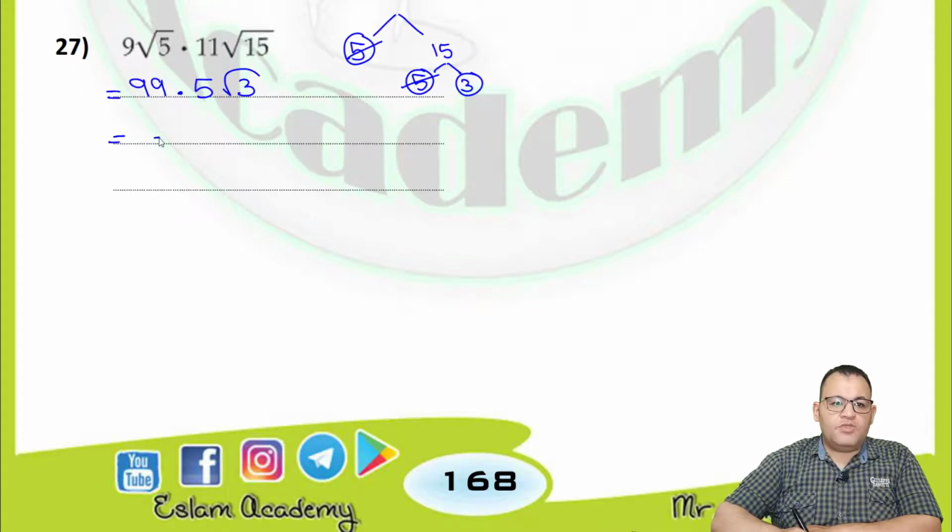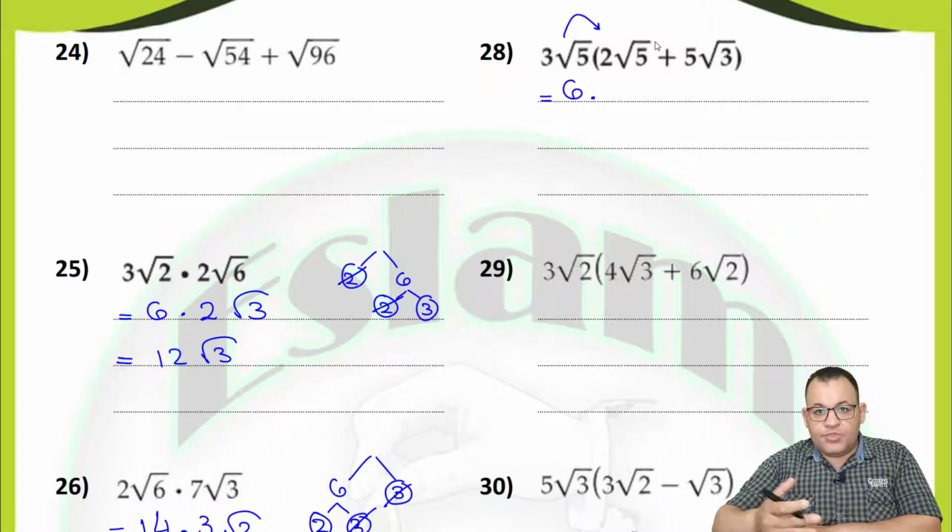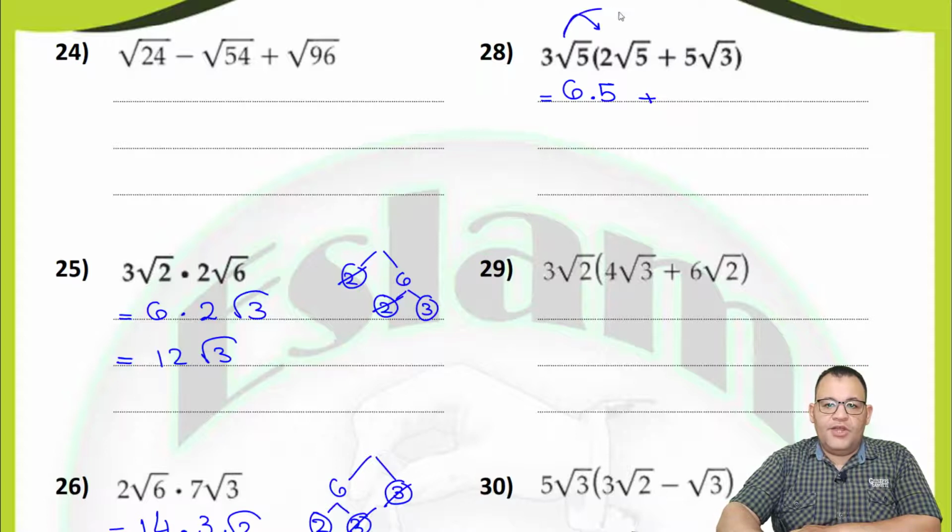99 times 5 equals 495. Root 3. In 28 we have 3 root 5 times 2 root 5 plus 5 root 3. We will use distributive property. I will multiply the number by the number. 3 times 2 equals 6, times root 5 times root 5. Any root times itself equals the number under the square root. Plus 3 times 5 root 3. 3 times 5 equals 15. Root 5 times root 3 equals root 15. That will be the simplest form.